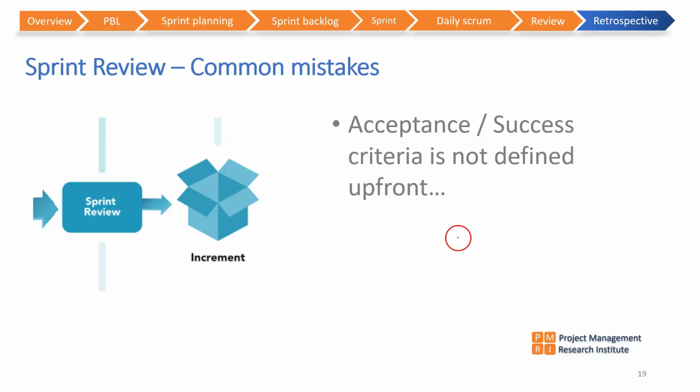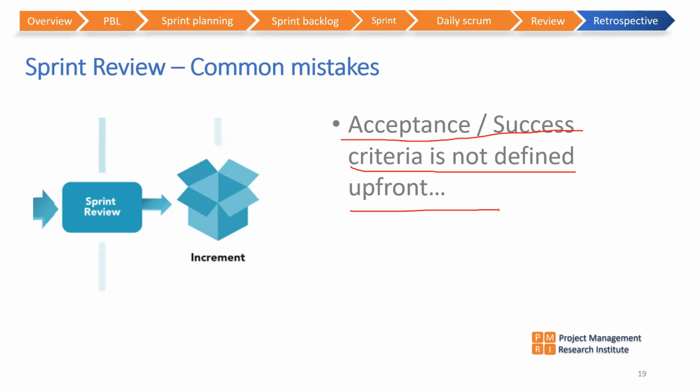Sprint review common mistakes. Sometimes the acceptance and success criteria is not clearly defined upfront. So many times when the review happens, the success and failure of the sprint is determined by the views and opinions of others, which is not okay.